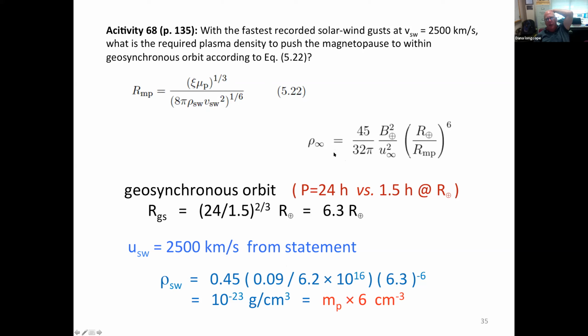You rederive the density in terms of that. And did anyone else find, basically you need sort of a standard solar wind density, sort of 6 particles per cubic centimeter in order to get the magnetopause moved inside geosync. Did other people get something similar to that?